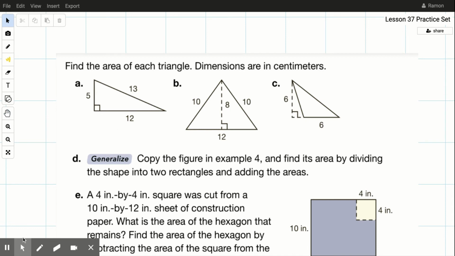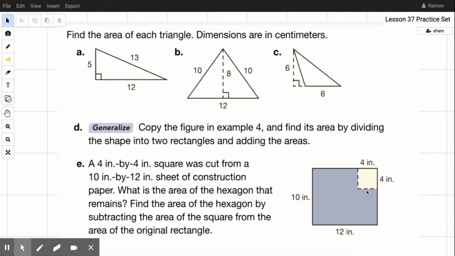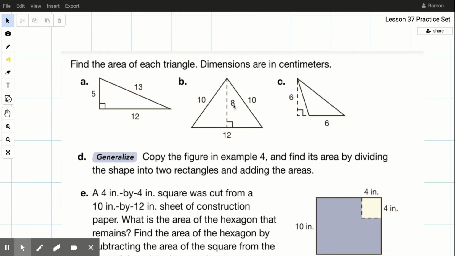So let's get started. This lesson deals with finding the area of triangles and rectangles or compound shapes. In this specific instance, compound hexagons, which are really just hexagons made from two or more rectangles. But we'll start with triangles first.